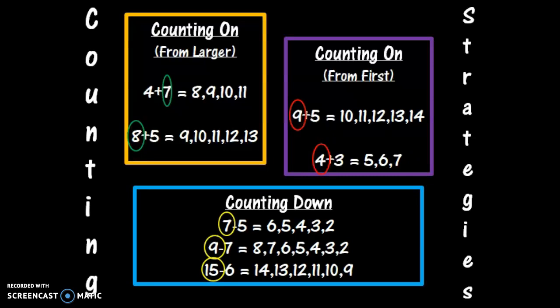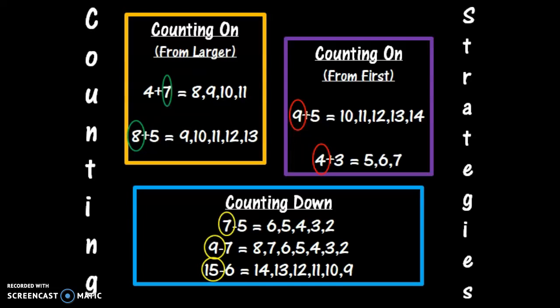One of the strategies that we learned was counting on, and that's counting on from larger. So the student will start with the larger number within the problem and then count up to the correct answer. So such as 7, they will start with 7 and count up 4. So 7, 8, 9, 10, 11 and get the correct answer.